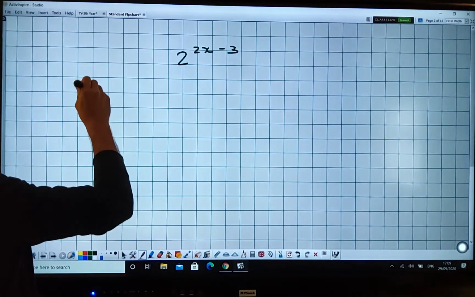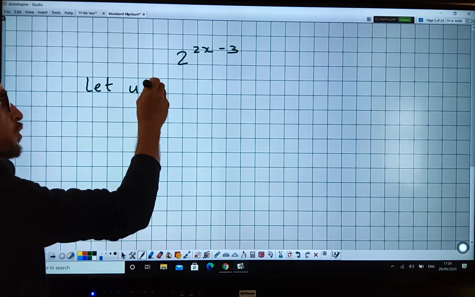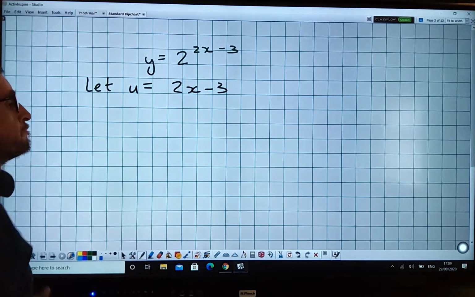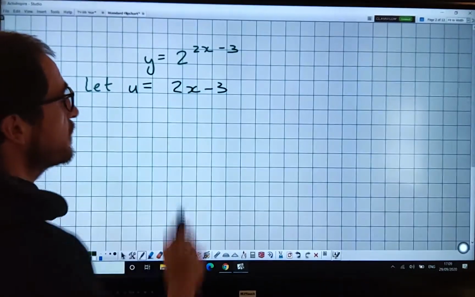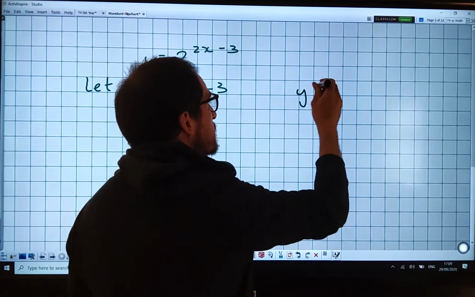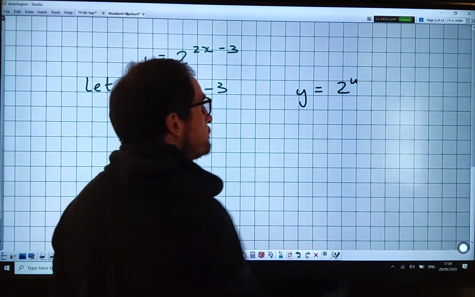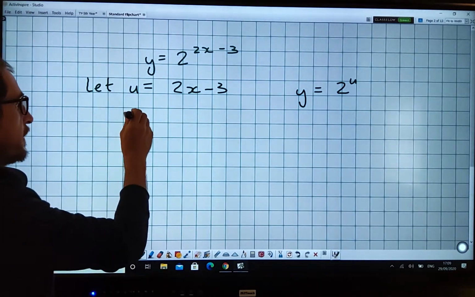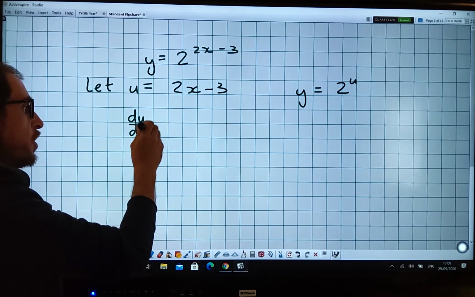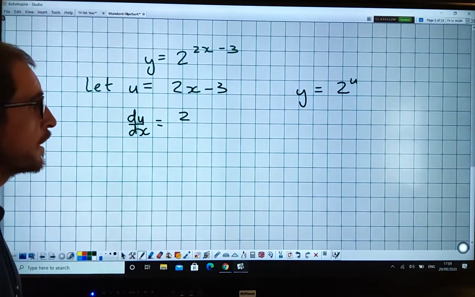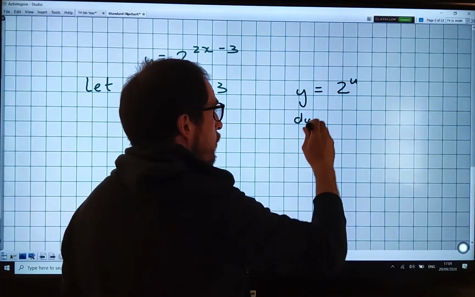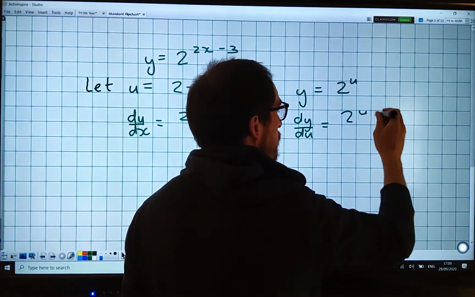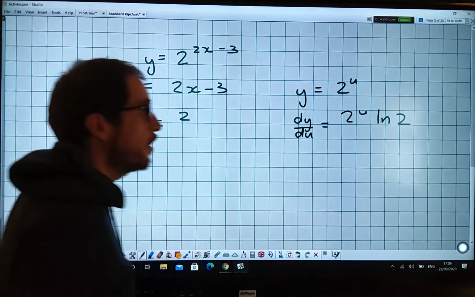If I was to say, let u, so I'm pretending, I'm creating this letter u, is equal to 2x minus 3, right? So now I can say u is equal to 2x minus 3, and y is equal to 2 to the power of u. Now, I can differentiate u with respect to x, and du/dx is equal to 2. And I can differentiate y with respect to u, following my rule. So dy/du is going to be 2 to the power of u ln 2, log 2.